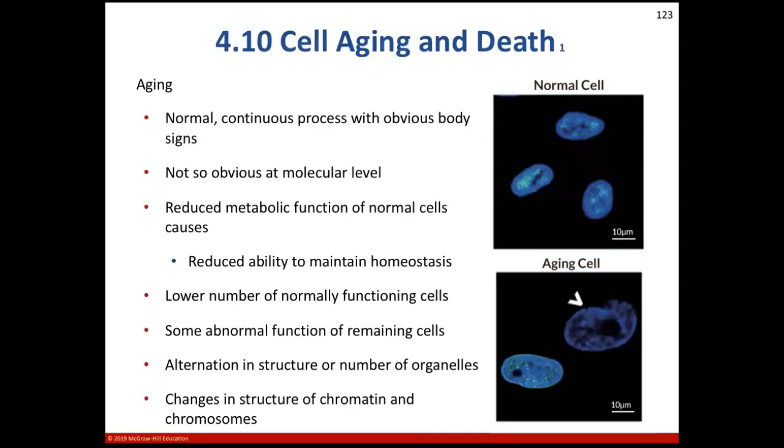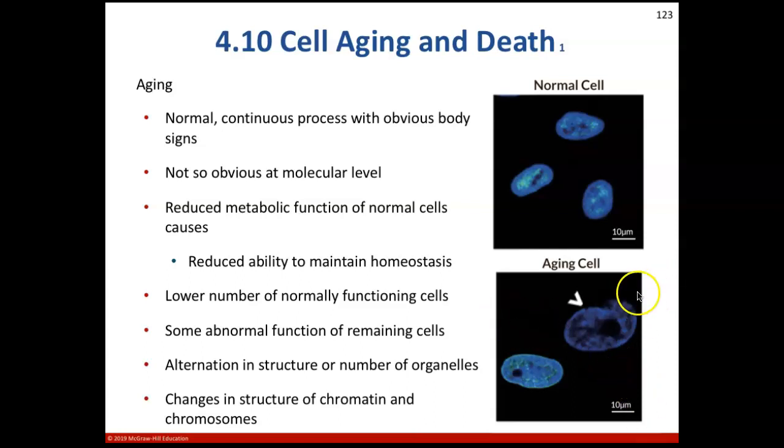Now, when we talk about the aging process, this is a normal, continuous process with obvious body signs. It is not obvious at a molecular level. We see reduced metabolic function of our normal cells and a reduced ability to maintain homeostasis. So we'll start to see a lower number of normal functioning cells or some that have abnormal functioning.